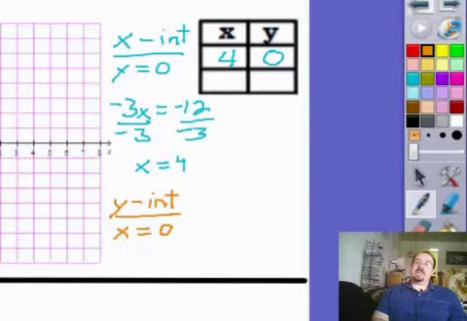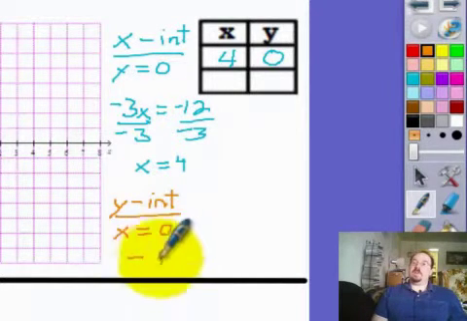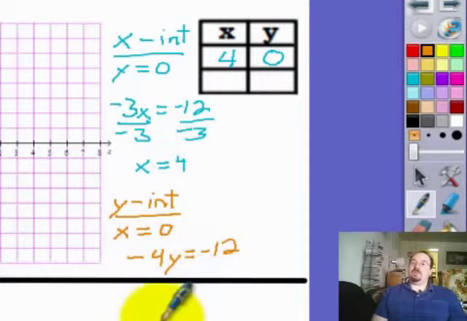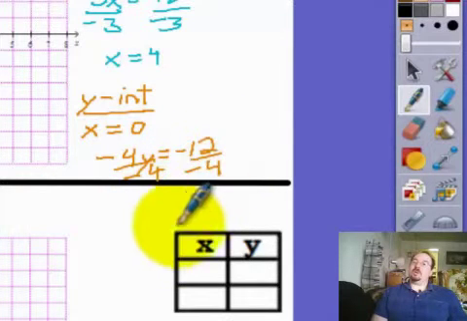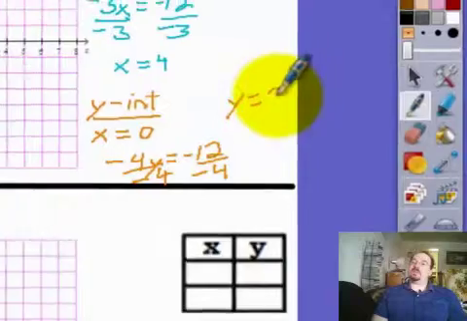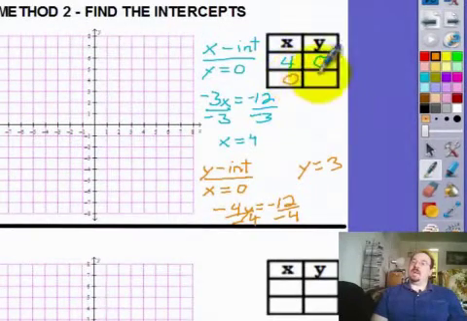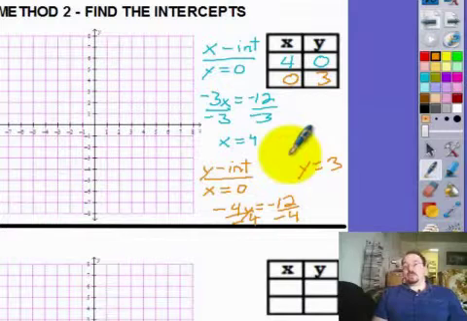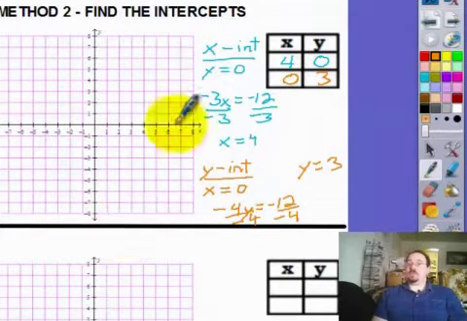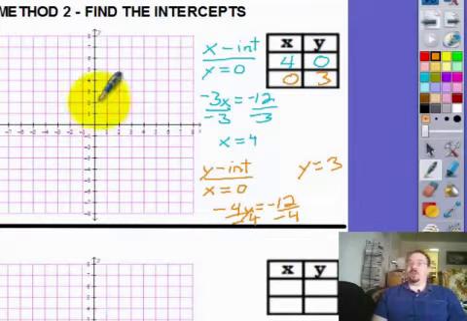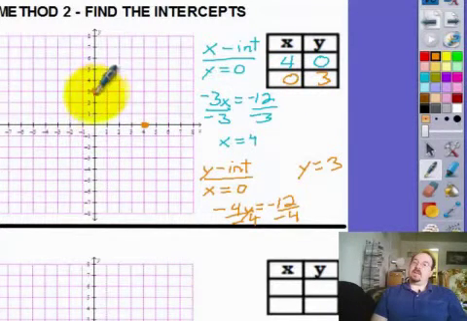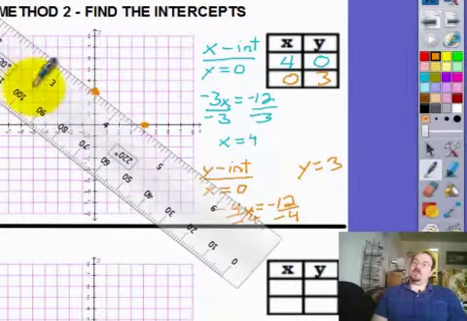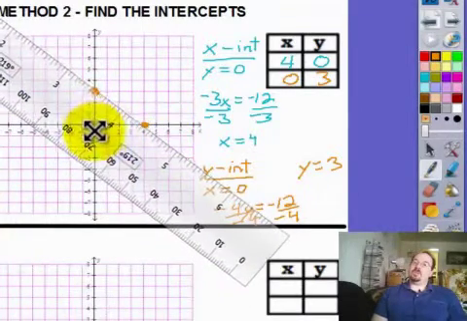So if I plug in a 0 for x, I get negative 4y equals negative 12. And when I divide both sides by negative 4, I get y equals 3. So when x is 0, y is 3. Now, hopefully, if I've done everything right, the line that I get should match very closely to the one that I just drew. They should be the same, but I'm not that good an artist. So, 4 on x, 0 on y, and 0 on x, 3 on y. And let's see if these 2 points match up pretty well. The slope should look exactly the same.